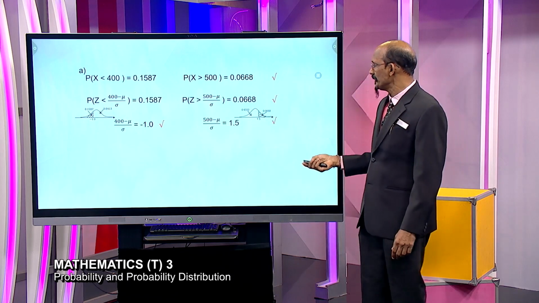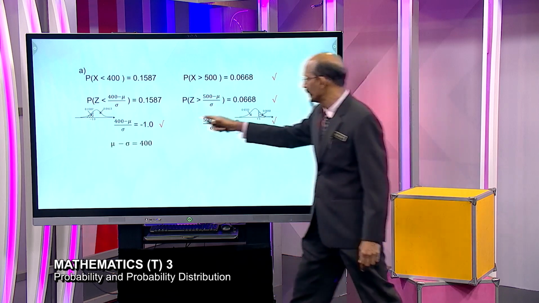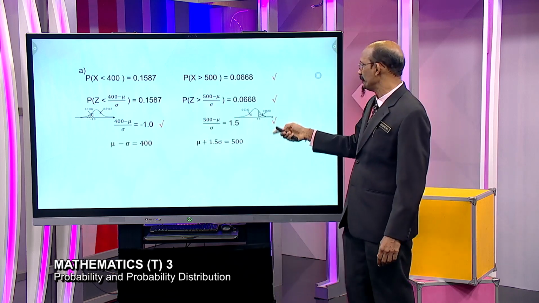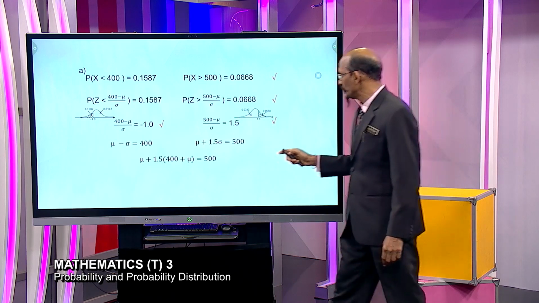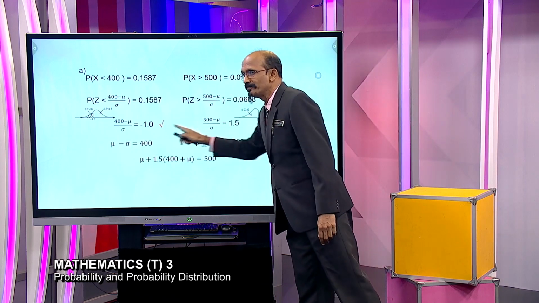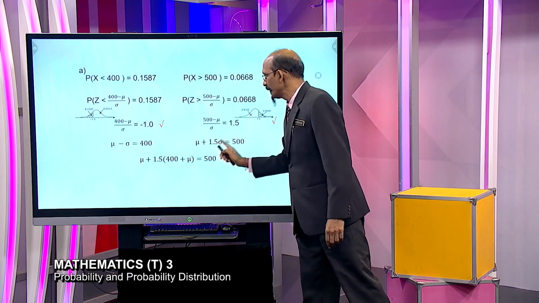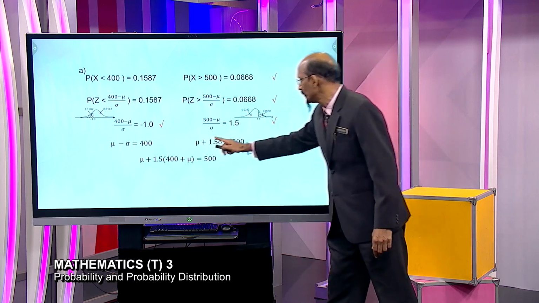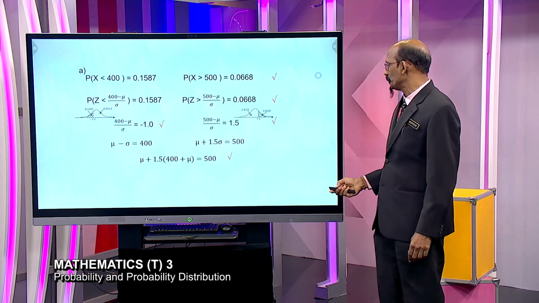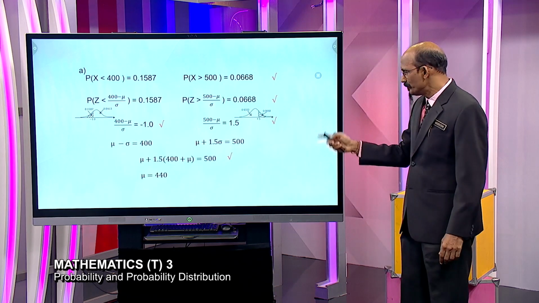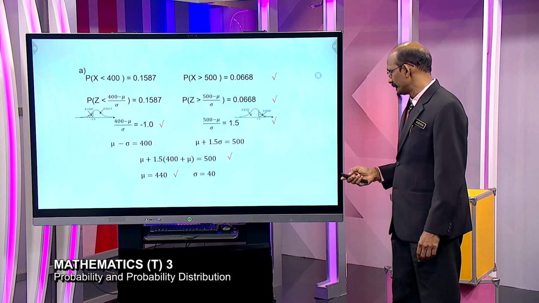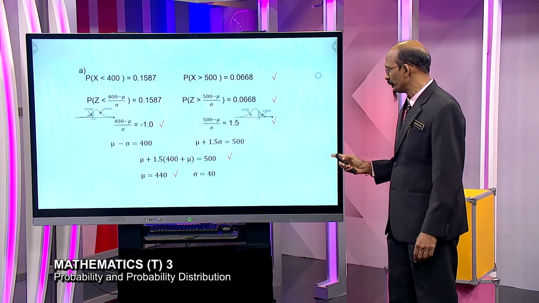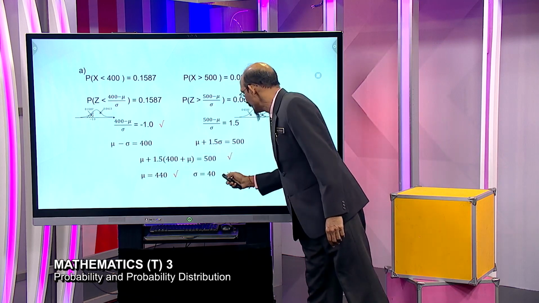So you got 2 equations, and they need to rearrange the equations. From here, we rearrange, and we got 2 simultaneous equations here. Then we need to find the values, so we have to solve the simultaneous equations. We show the method, then we come to our answer: mu is equal to 440, and sigma is equal to 40. So 1 mark here, 1 mark here.